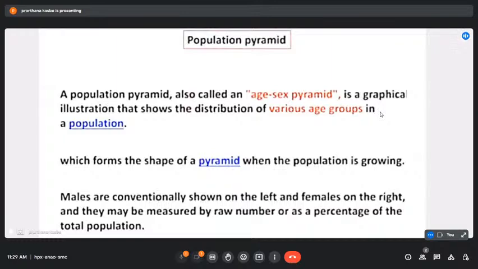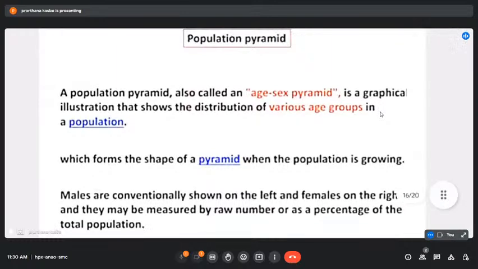The population pyramid, also called the age-sex pyramid, is the graphical illustration that shows the distribution between the various age groups in a population. What is meant by the population pyramid? It shows the various age groups in a population which form the shape of a pyramid when the population is growing. म्हणजे जशा पद्धतीने पॉप्युलेशन वाढणार आहे तशा पद्धतीने जो काही पॉप्युलेशनचा पिरामिड आहे ज्याला आपण लोकसंख्याचा पिरामिड म्हणतो तो चेंज होणार आहे.